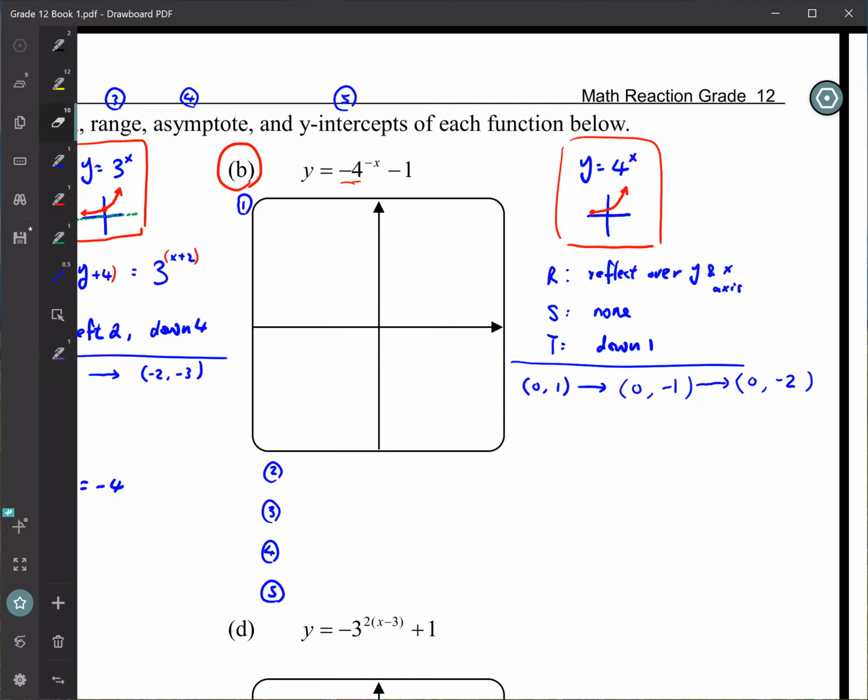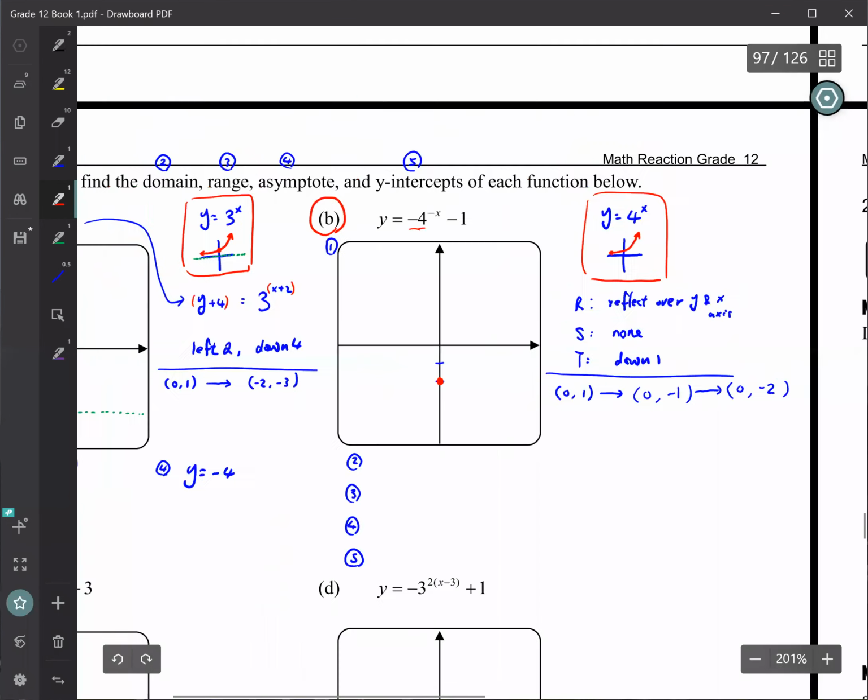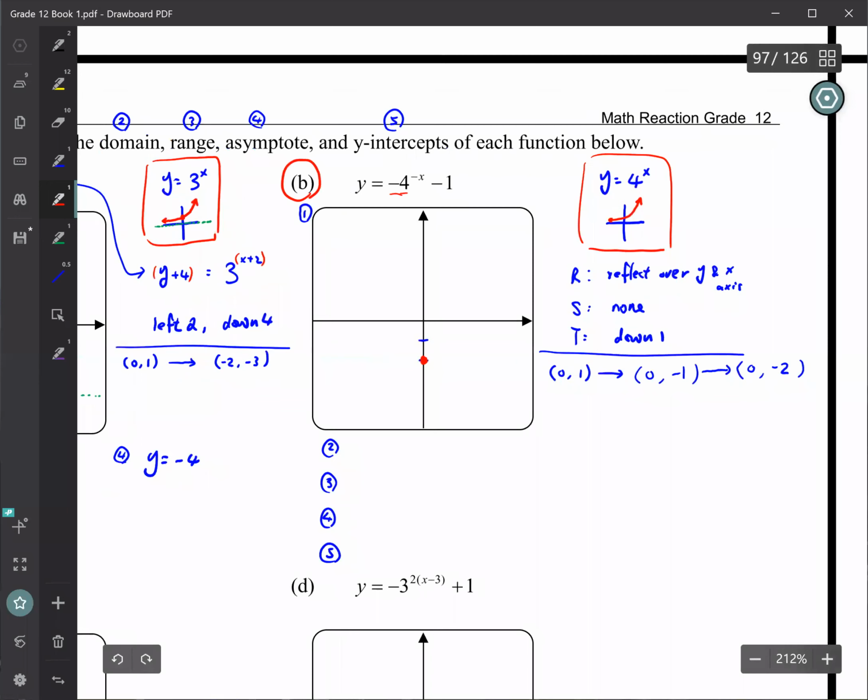Because that is going to affect your graph for sure, right? 0, negative 2. So we have a point there. Next thing is we need to know where the asymptote is, right? The horizontal asymptote. What's the equation for that? Where's the new asymptote placed?